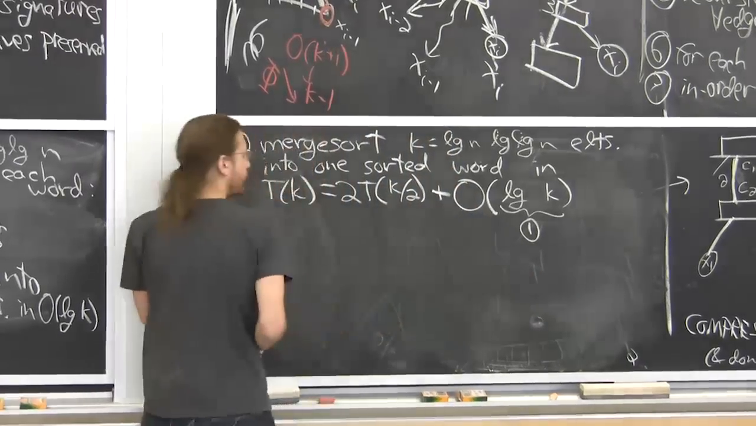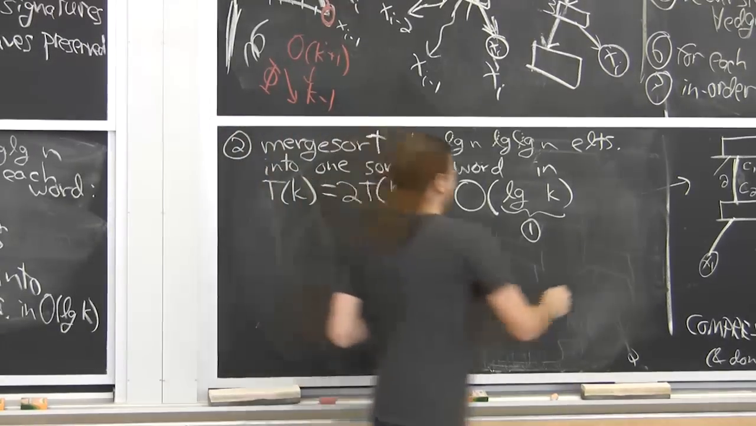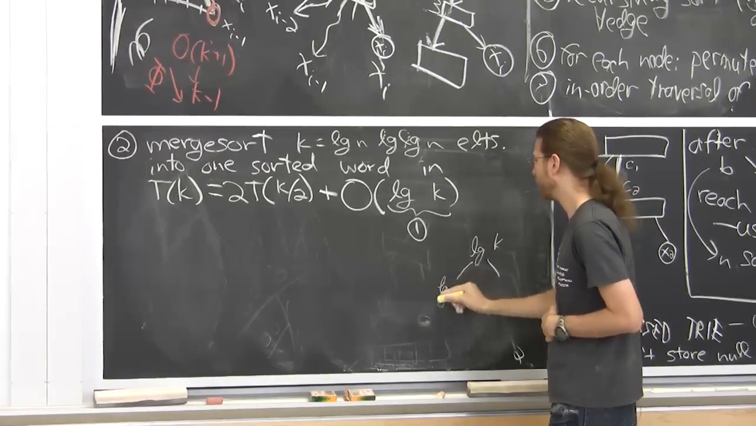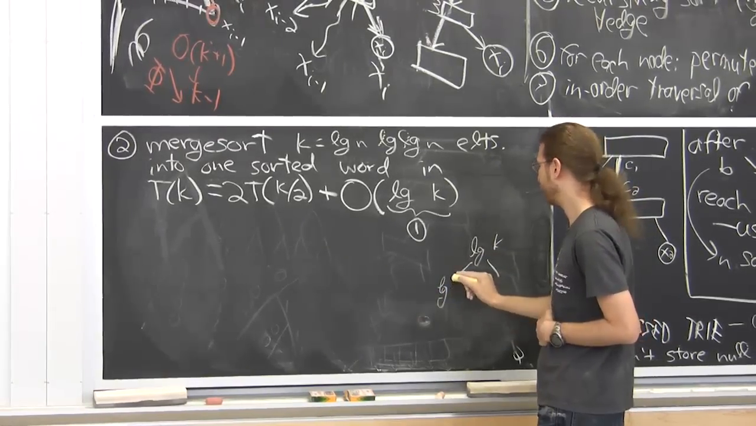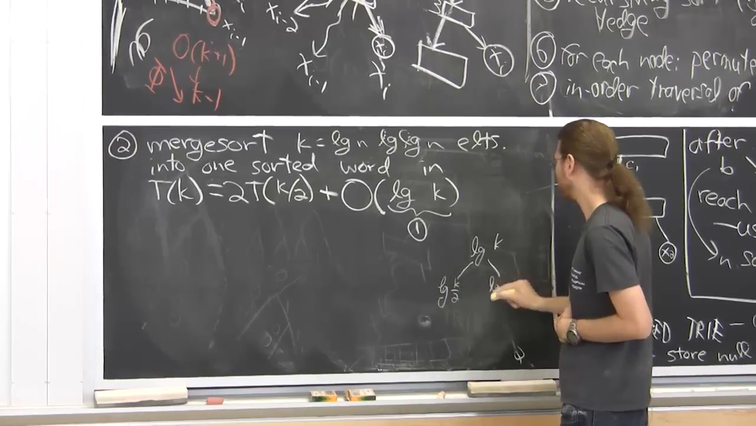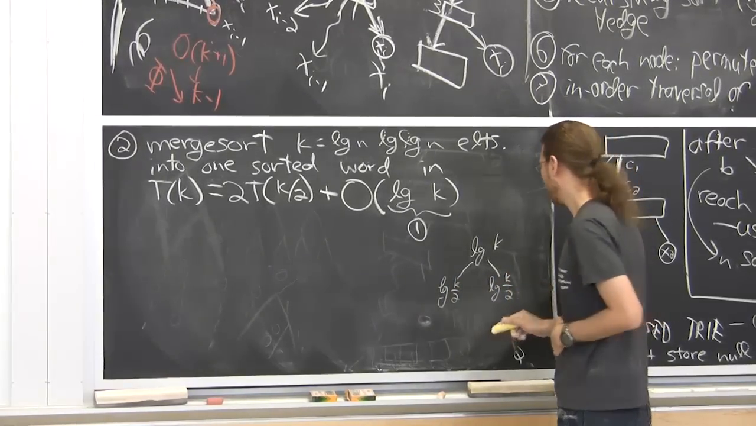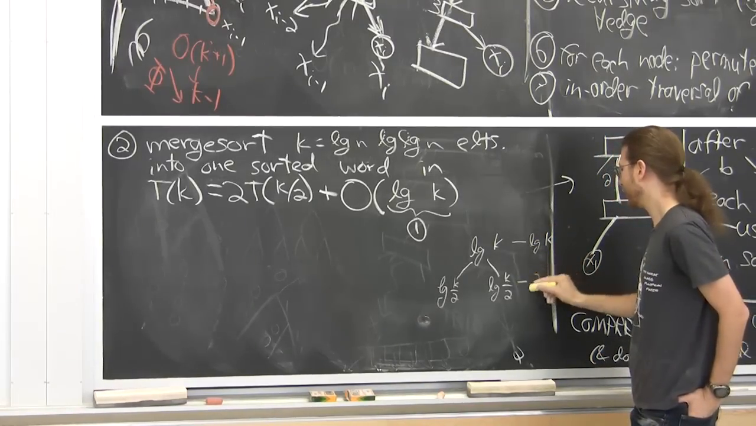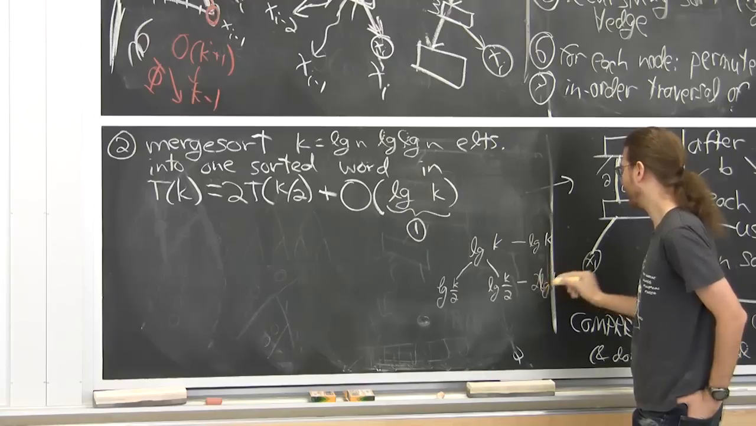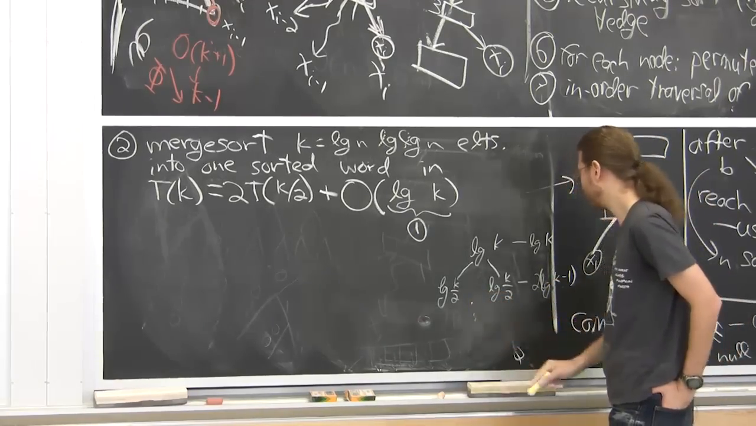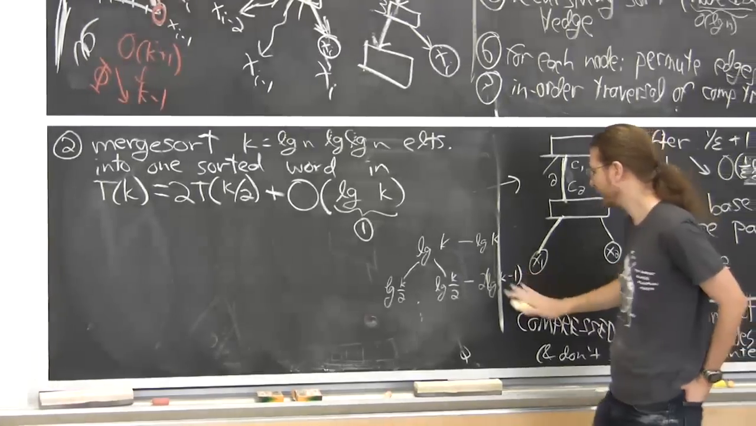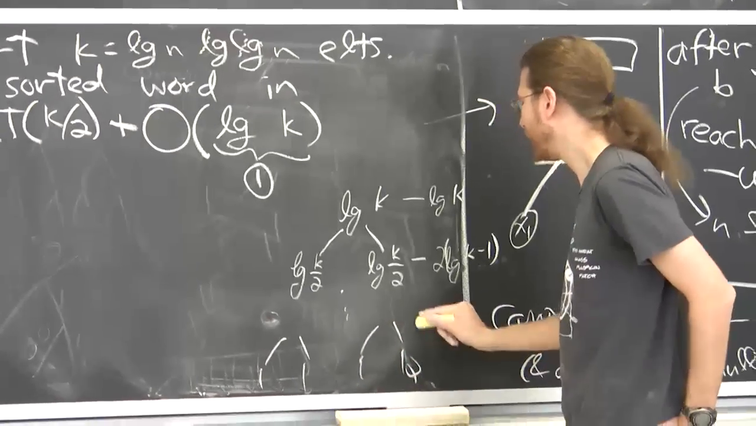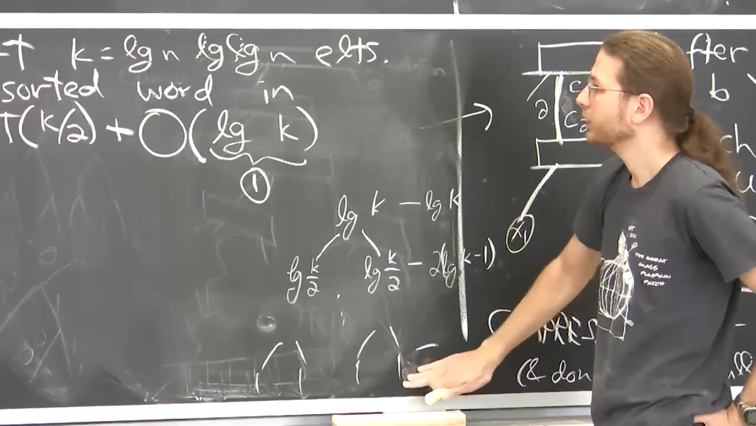That's our merger. And so what does this solve to? Well, probably easiest to draw the recursion tree. So at the root, we pay log k. Then we have 2 times log k over 2. So at this level, we're paying log k. At this level, we're paying 2 log k minus 1, I guess. At the bottom, everything's constant size, so you pay constant. How many leaves are there at the bottom level? K of them.